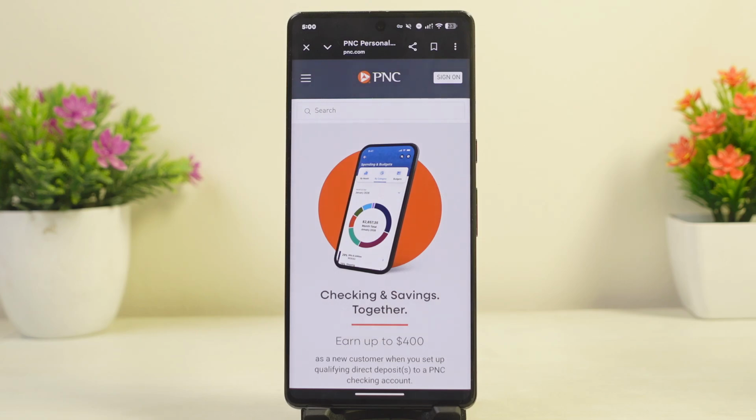Growth. This is your long-term savings account. It earns a higher interest rate and is designed for money you do not plan to touch frequently.